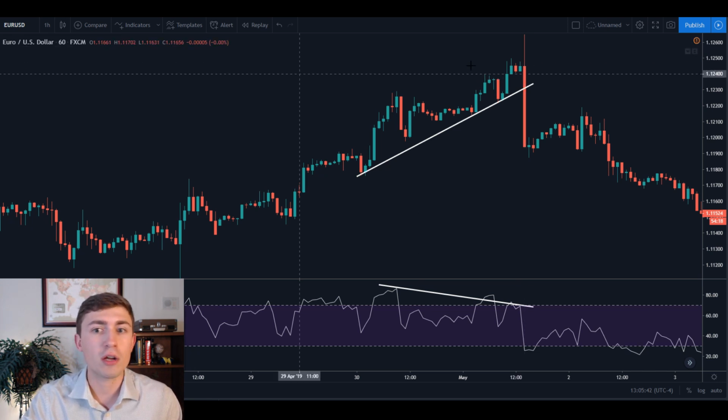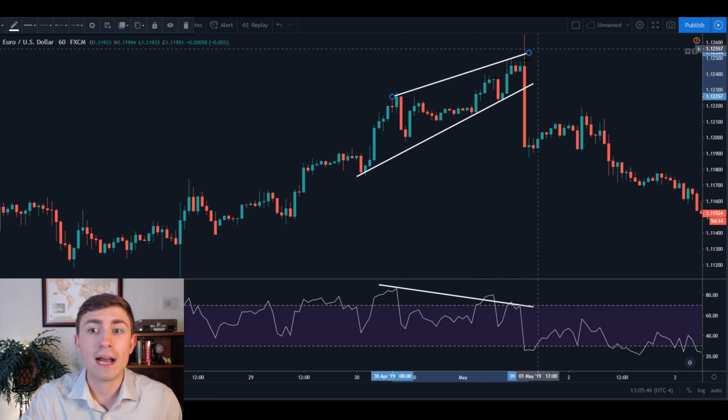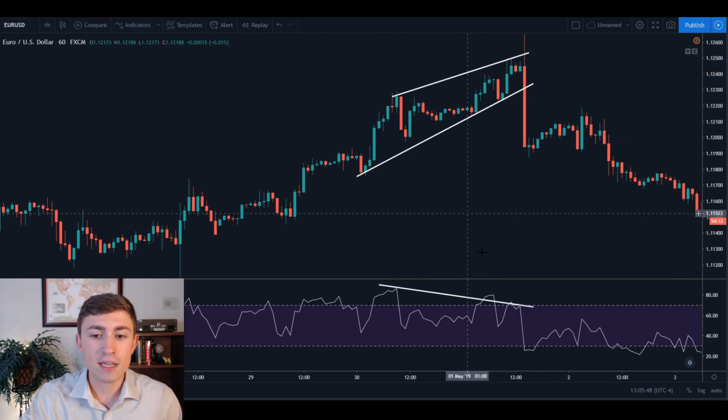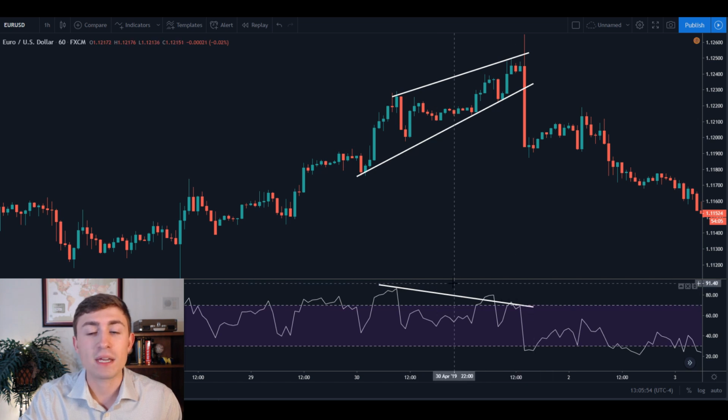Another way that you could draw this on the price is you could just use the highs, right? So you do have higher highs and you have higher lows. Same thing, or inverse, on the RSI divergence. We're just checking the highs here to see if they're becoming lower highs.